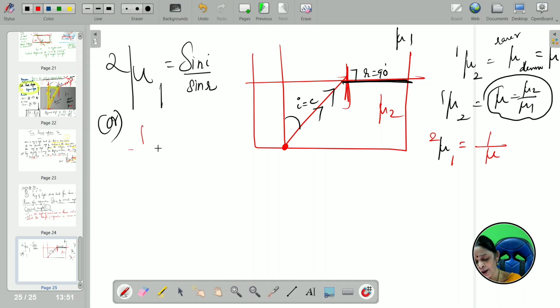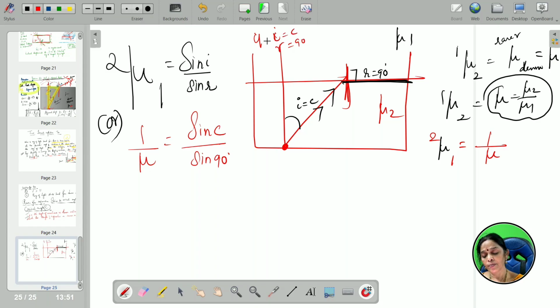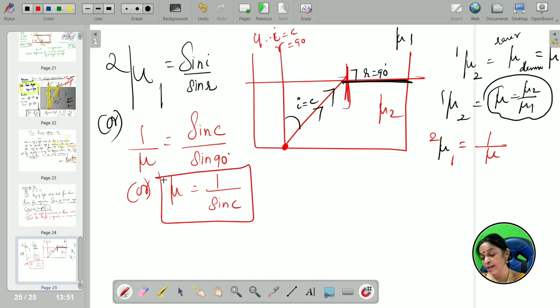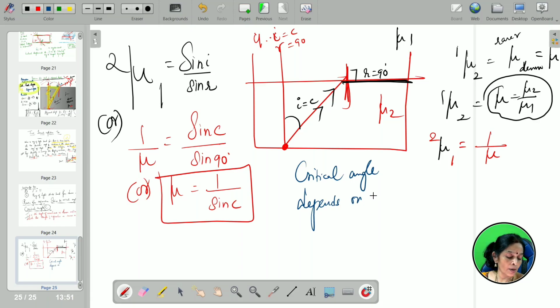So mu 2 to 1, or 1 by mu, is equal to sine C divided by sine 90 degrees. Why? Because if i is equal to C, then r will be equal to 90 degrees. So I can write mu is equal to 1 by sine C. Does the critical angle depend upon the color of the light? Yes. So you can write, critical angle depends on the color of light.